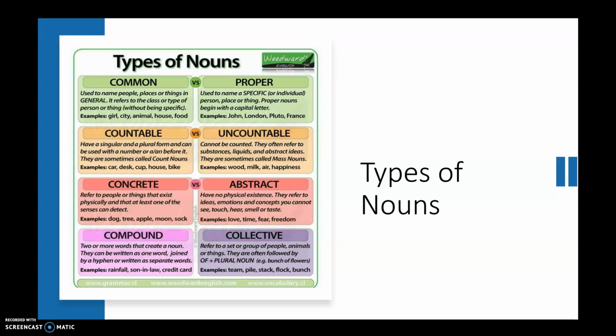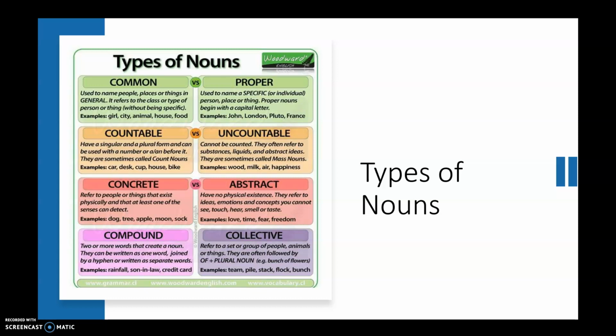And then these other 2 we're not going to worry as much about, but compound nouns are when you have 2 or more words put together to make a new noun, and collective nouns are when you have a group of something that is treated like a single entity. Team, pile, stack, flock, bunch, class, anything like that. You can have one group of people in that entity, or you can have multiple groups like it. So kind of recapping this, nouns can be common or proper, countable or uncountable, or concrete or abstract.